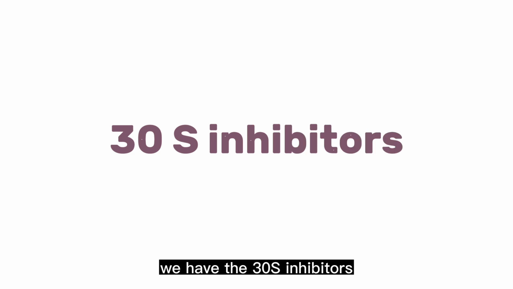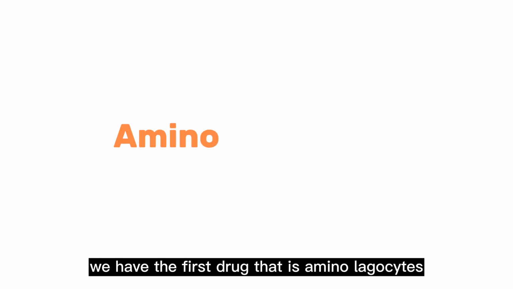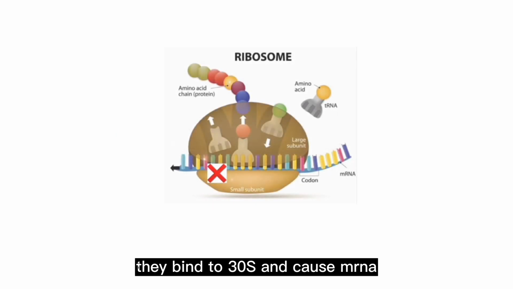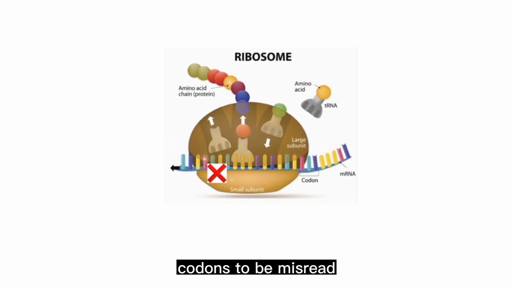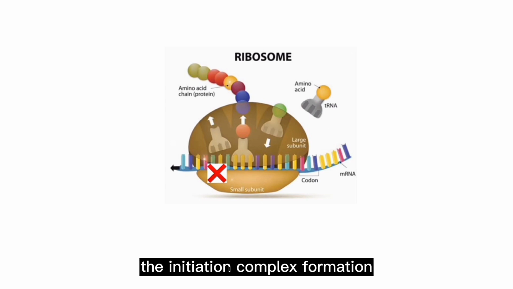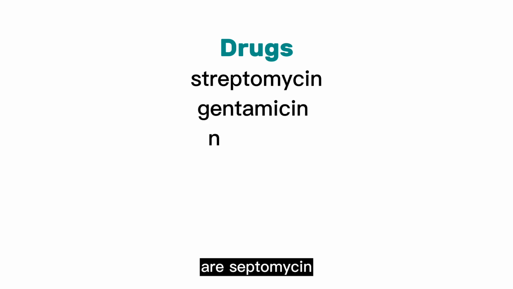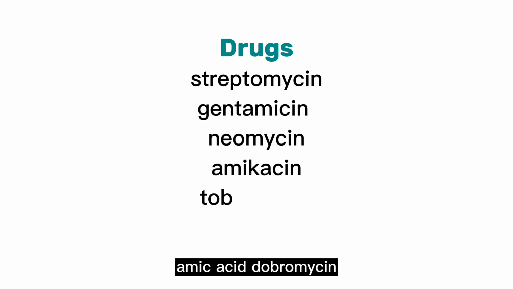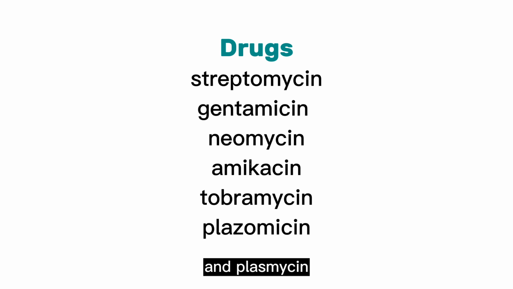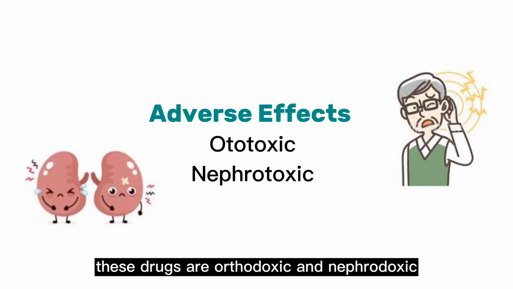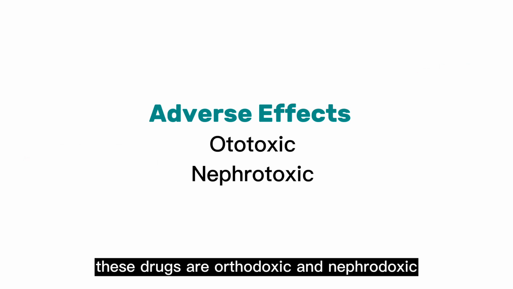So first of all, we have the 30S inhibitors. In this group, we have the first drug, that is aminoglycosides. They bind to 30S and cause mRNA codon to be misread. They also interfere with the initiation complex formation. Now the drugs that are included in this category are streptomycin, gentamicin, neomycin, amikacin, tobramycin, and plazomycin. Their adverse effects include that these drugs are ototoxic and nephrotoxic.